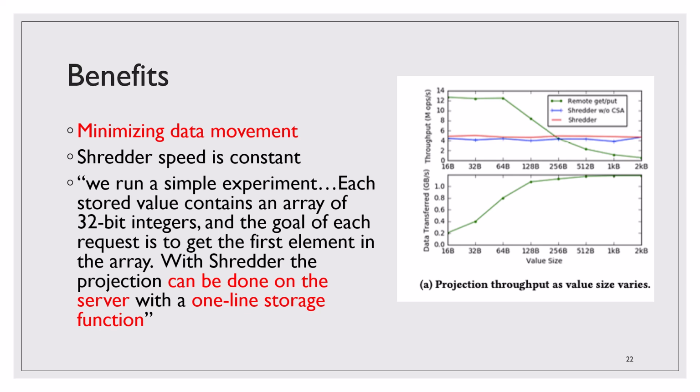So we can see that when the array is not very big, over to the left side of the graph, that overhead from Shredder, mainly the overhead of entering and exiting the V8 context, is big enough that the regular remote get put has the best throughput. But as the array gets bigger, then transferring that array is more costly. And so eventually you get to a point where it's better to do the computation on the storage server through Shredder and just transfer that first value rather than transferring the whole array.